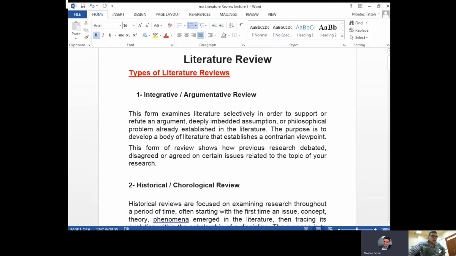What do we mean by that? We go to the literature selectively. We are not going to do a whole analysis of the whole literature, but we're going to select so we can support or refute an argument with a deeply embedded assumption or philosophical problem already established in the literature. So here you are going to come with a contrarian viewpoint. So your piece of research is going to go as follows.